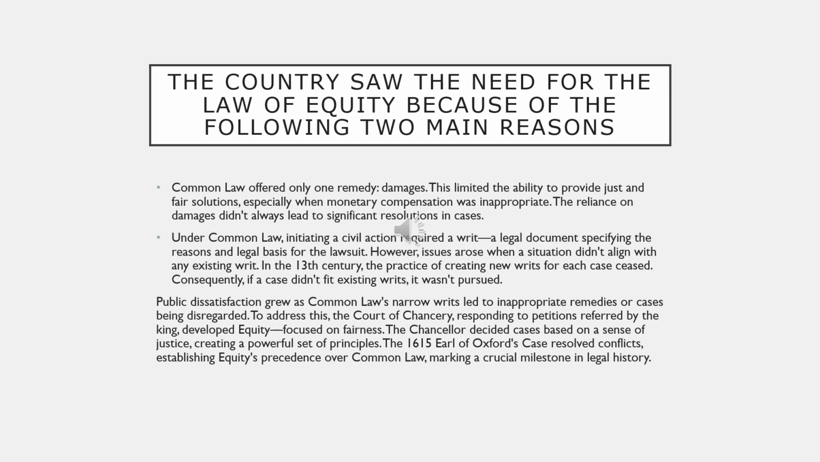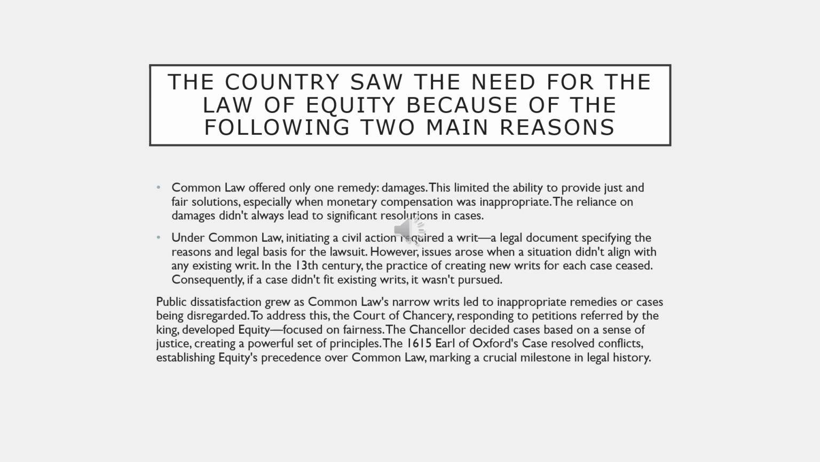The next one being, a civil action under common law could only be started by means of a writ, which was a legal document where it was written why and on what legal basis a person was being sued. Problems arose when the matter was not covered by any writ. The making of writs for every new case was stopped in the 13th century, and this meant that if a case was not already covered by writs, it was not carried forward.